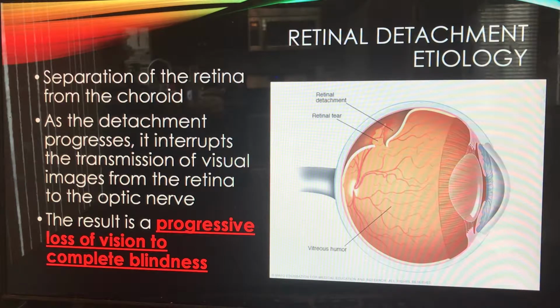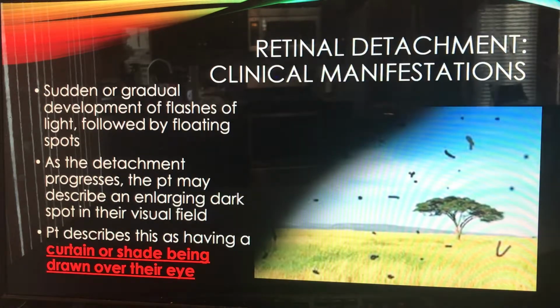Next is retinal detachment. This is a separation of the retina from the choroid. As the detachment progresses, it interrupts the transmission of visual images from the retina to the optic nerve, and the result is a progressive loss of vision to complete blindness. Clinical manifestations include a sudden or gradual development of flashes of light followed by floating spots. As the detachment progresses, the patient may describe an enlarging dark spot in the visual field, like a curtain or shade being drawn over the eye.